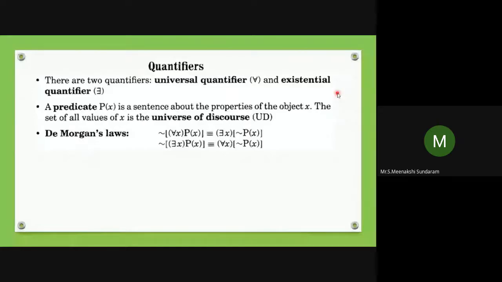Predicate calculus. So for all x, there exists, there are two quantifiers. The universal quantifier is the for all symbol and the existential quantifier is the there exists symbol. So the predicate P of x is a sentence about the properties of the object x. The set of all values of x is the universe of discourse, UD. So De Morgan's law: negation of for all x P of x is nothing but there exists x such that negation of P of x. Negation of there exists x P of x is equivalent to, the symbol is called logically equivalent, either you can use it this way or the biconditional if and only if symbol, for all x negation of P of x.